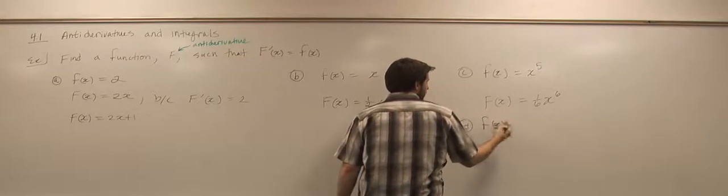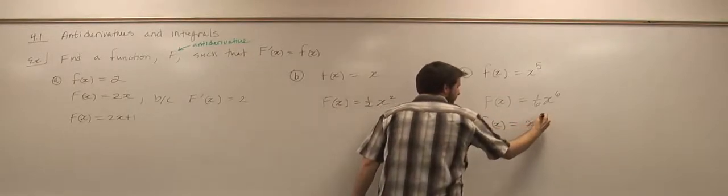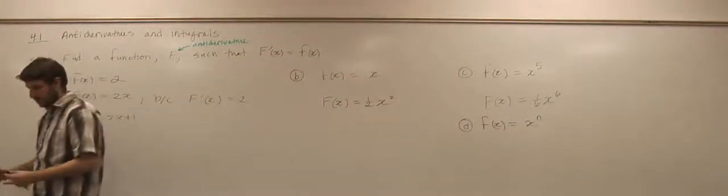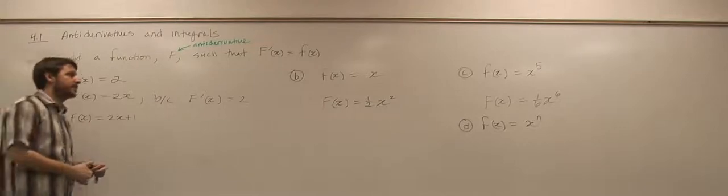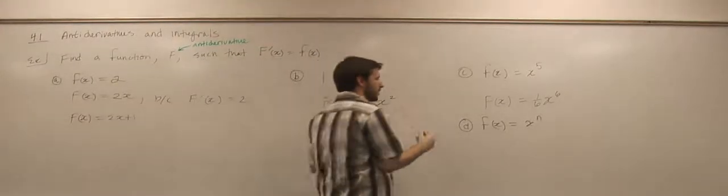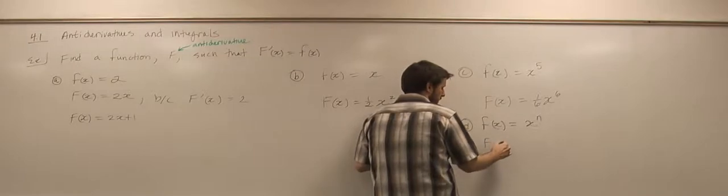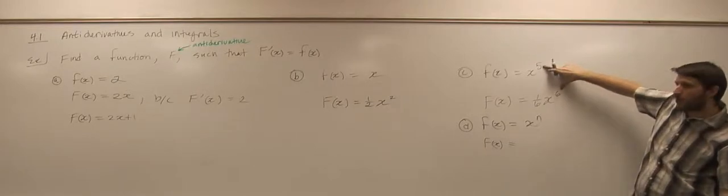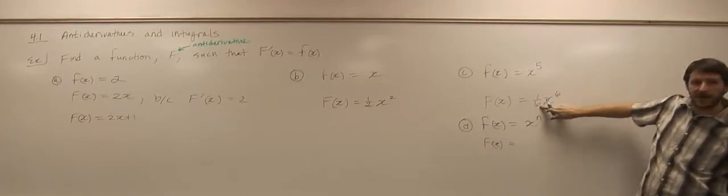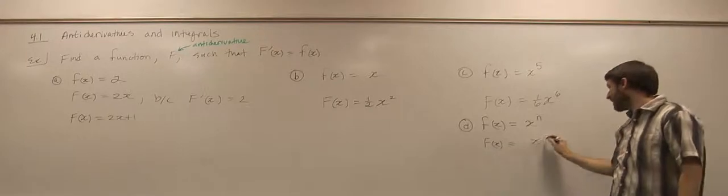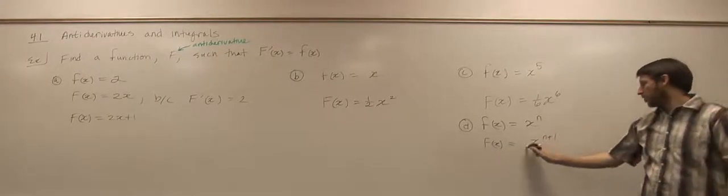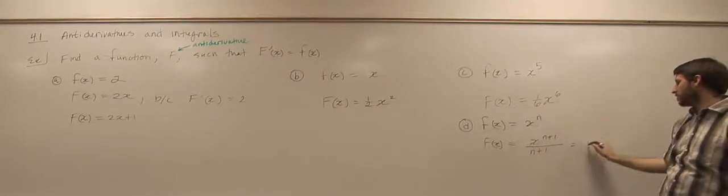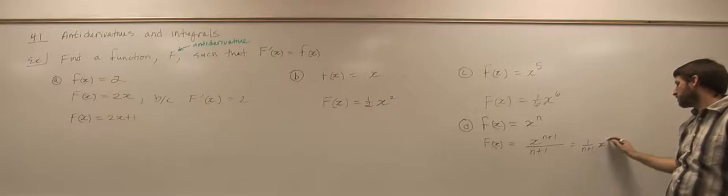What if your function that you want to get as your derivative is x to the n? So for any number n, what would the antiderivative be? Or an antiderivative? 1 over n. Yeah, so you're going to need, look at the pattern, right? You have one more on the power, and then you divide by that power. So it'll be x to the n plus 1 over n plus 1. You can either put it over n plus 1, or if you keep it in this pattern, it would be 1 over n plus 1 times x to the n plus 1.